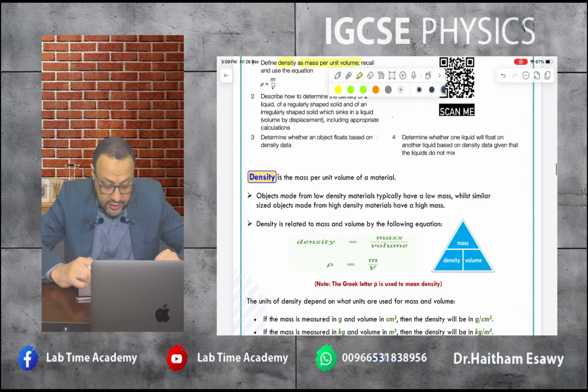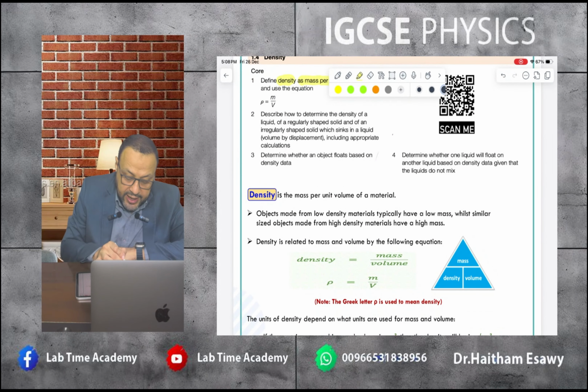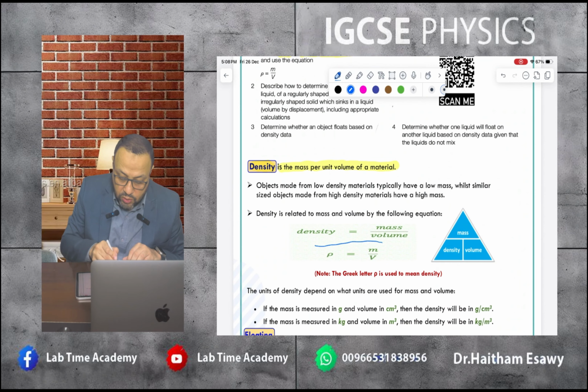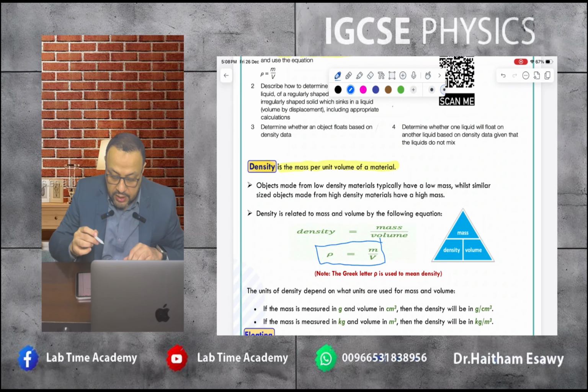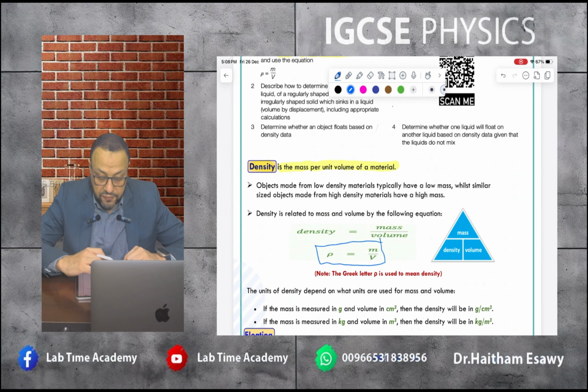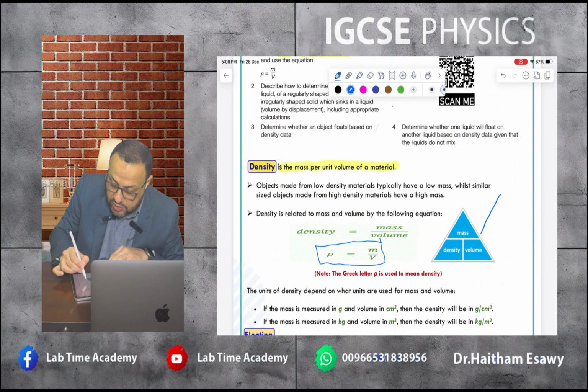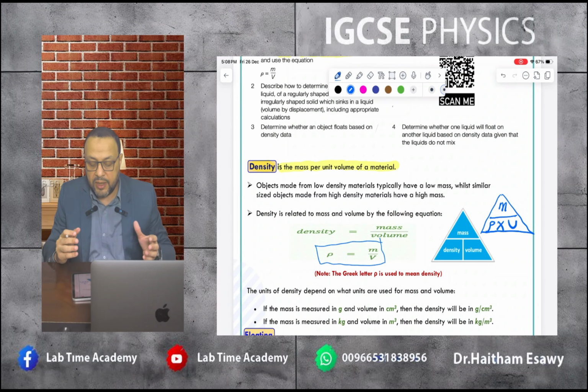First, the definition for density. Actually, guys, density is the mass per unit volume of the material. We have rho equals m over v, so density equals mass over volume, and we can put this rule in a triangle as you see in front of you. I'll put m on top, and down below rho and v, so you can get any one of them according to the given.